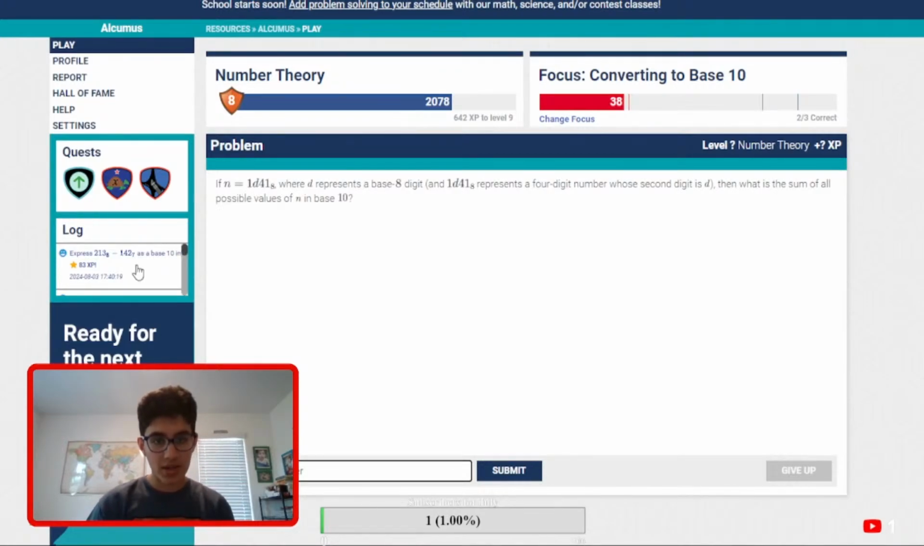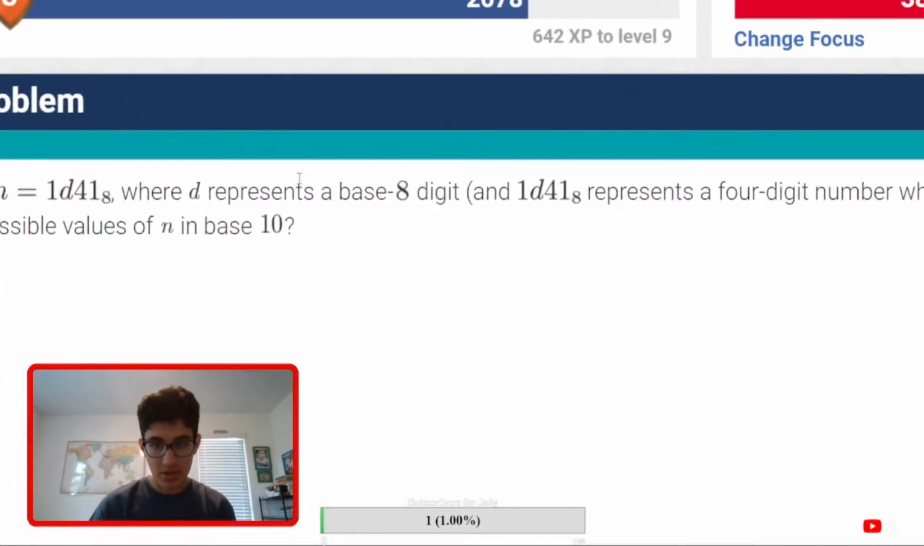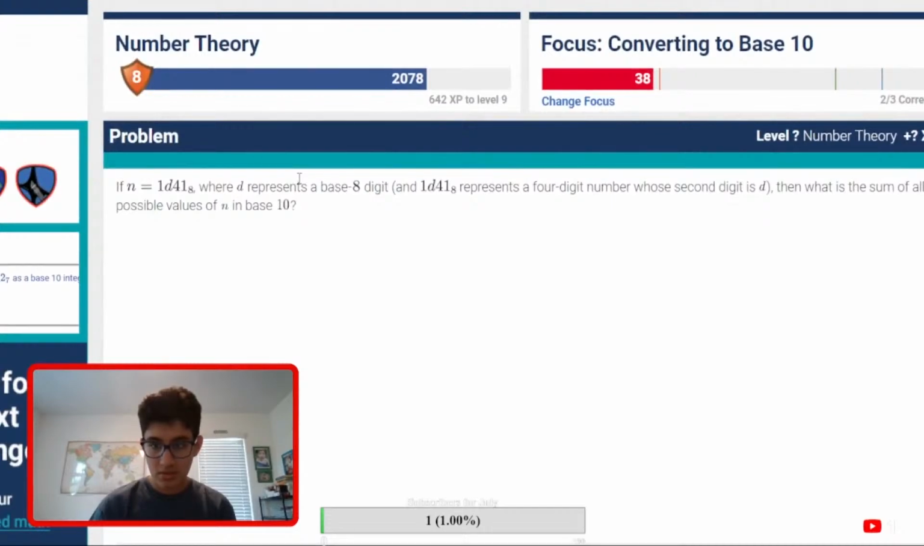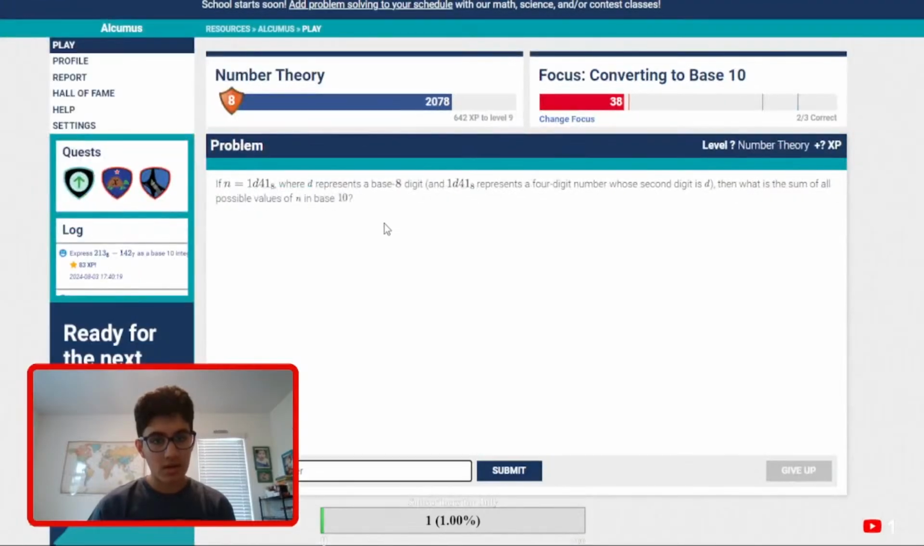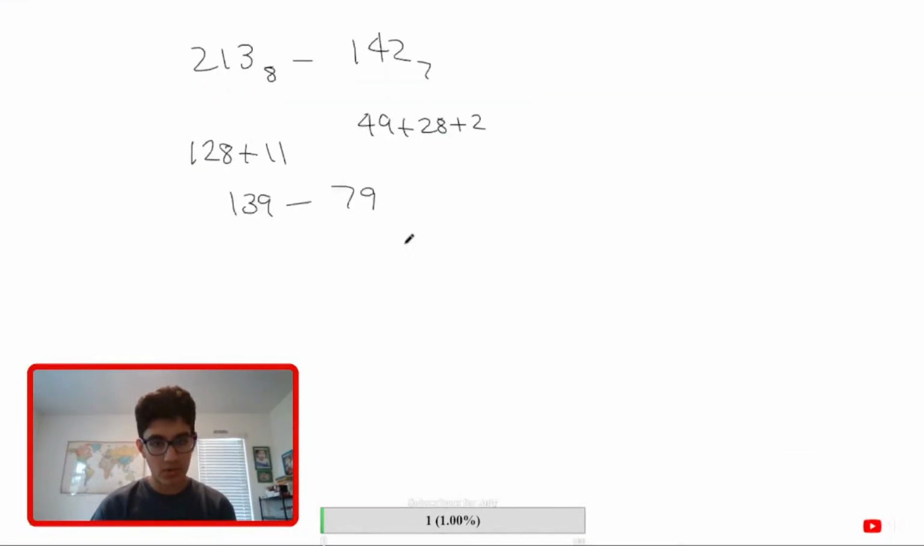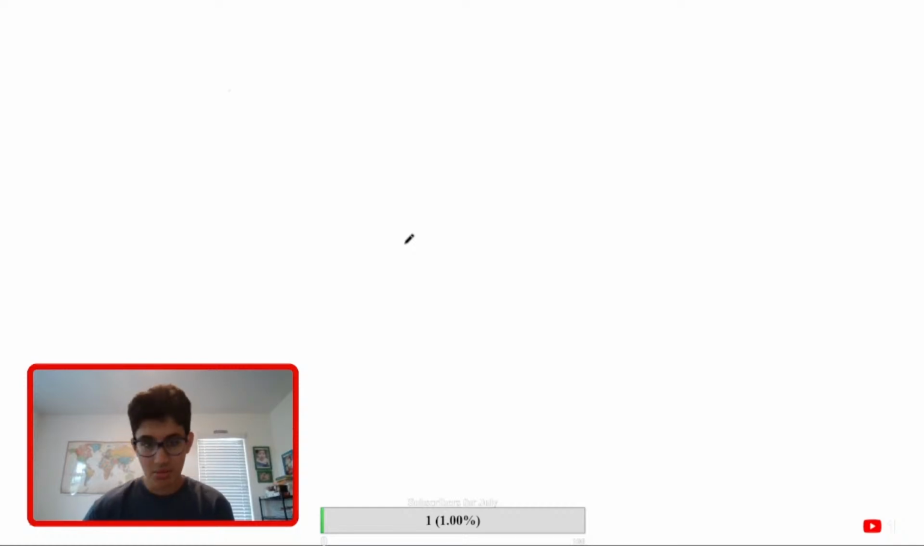Okay, if n equals this, where d represents a base digit. Okay, what is the sum of all possible values of n in base 10? So this is a bit irritating, but 1d41 base 8. There's definitely a way to shorten the work here.